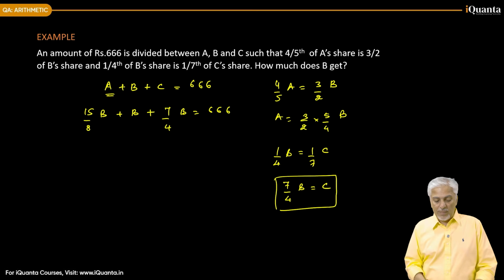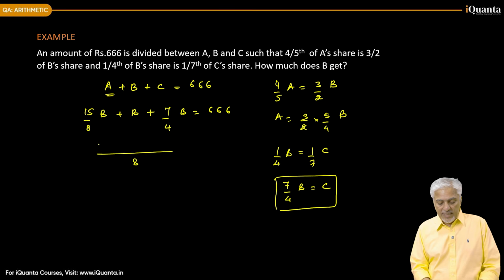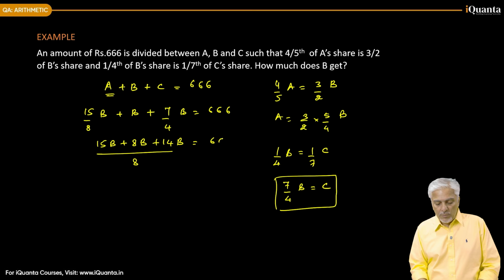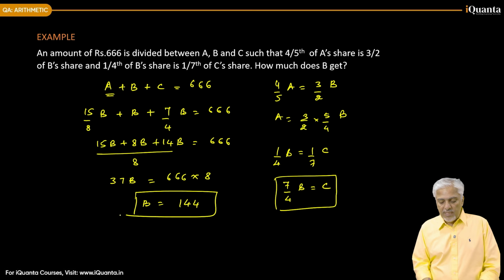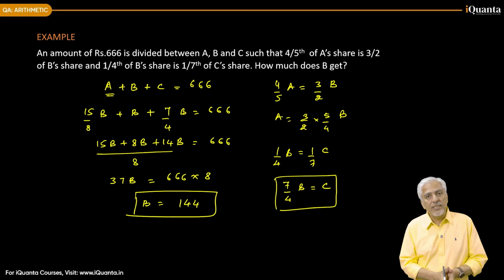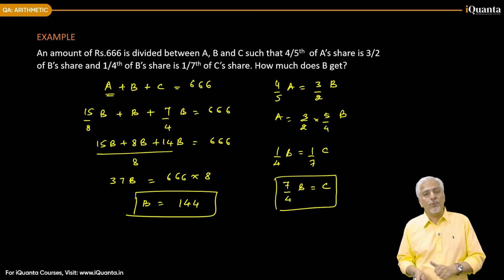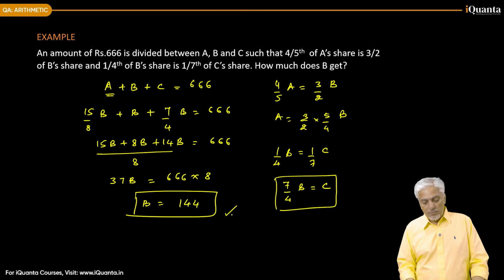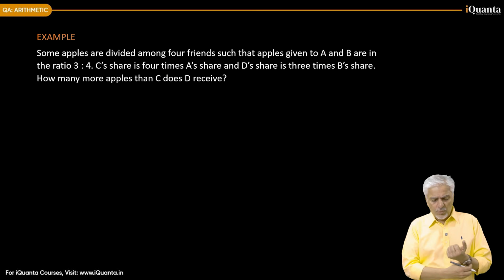So the equation is equal to 666. This is more like an algebra question. This becomes, 8 is my LCM. So this will become 15B plus 8B plus 14B is equal to 666. That should become again 37B is 666 into 8. And B will, same calculation is there, so I'm not showing the calculation. B is 144. Whether you do it in this way or that way, I prefer the earlier approach, also because you're learning the chapter on ratios. This is more of an algebra approach. Let's have a look at the next question.